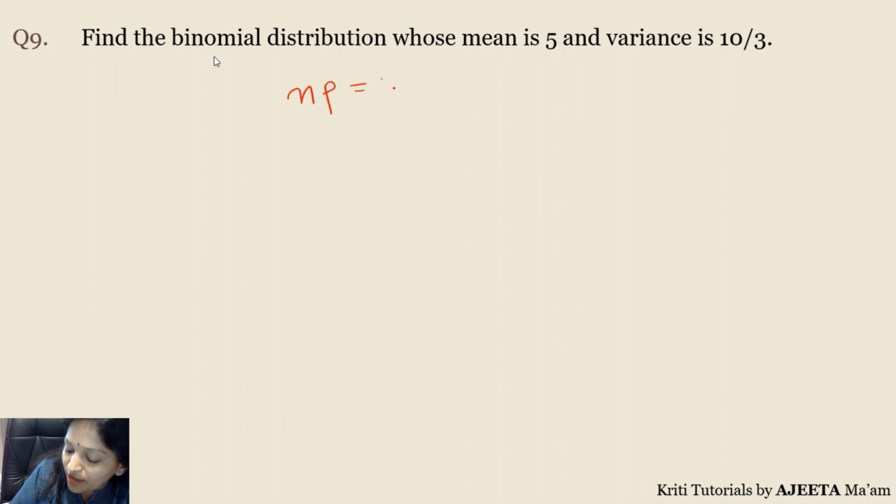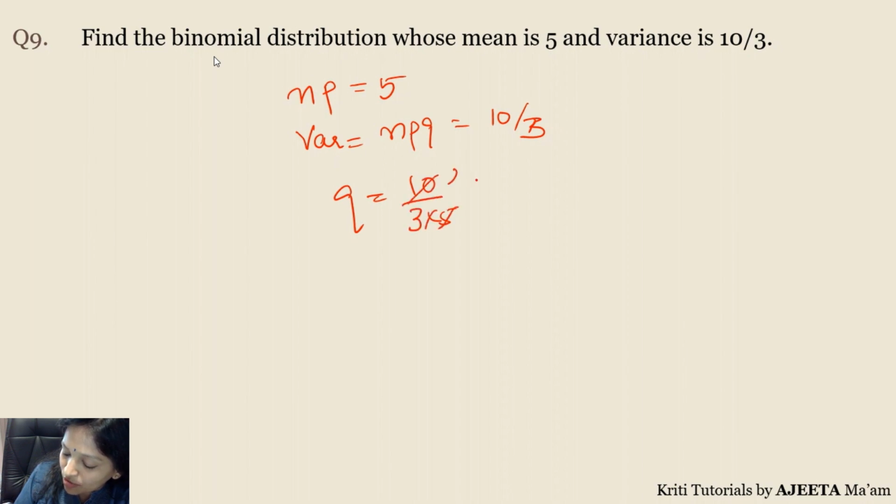Correct? Now the next is find the binomial distribution whose mean is 5 and the variance is 10 by 3. So NP is 5 and the variance is NPQ, which is 10 by 3. Right? Now what will be Q? Q will be 10 by 3 divided by 5, which comes out to be 2 by 3. So what will be P? P will be 1 by 3. So what will be N? N will be 5 into 3, that is 15.